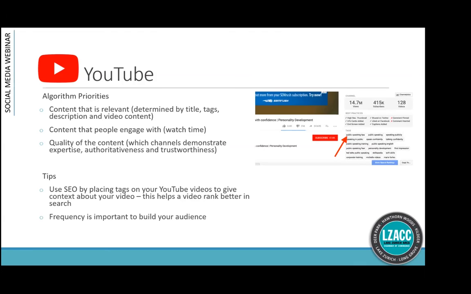And some quick tips at the bottom. We definitely encourage the use of SEO by placing tags on your YouTube videos. You'll see the image over to the right with the red arrow pointing to tags. It might be a little small, but again, you can reference it when we send this out. For example, this video is about public speaking. So they have tags: public speaking tips, public speaking, speaking publicly. You want to make sure that you're attaching those tags to your video, because that will help when people search for those topics.